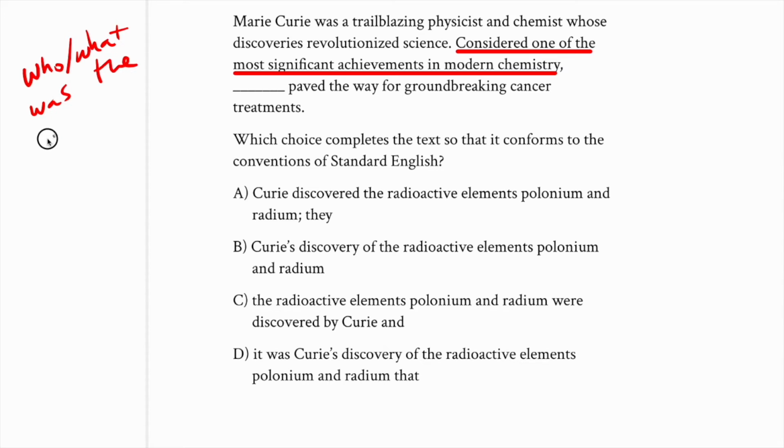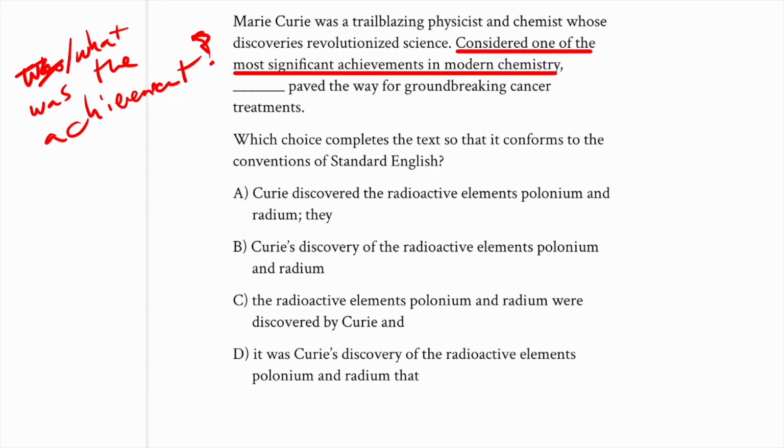Okay. Next one here, it is a little bit longer, at least it has 2 sentences. So, "Marie Curie was a trailblazing physicist and chemist whose discoveries revolutionized science, considered one of the most significant achievements in modern chemistry." Okay, so in this case, our modifier is talking not about a person, but about an achievement. And so I usually say who or what, and I'll still do it, but it's going to be a what in this case. What was the achievement?